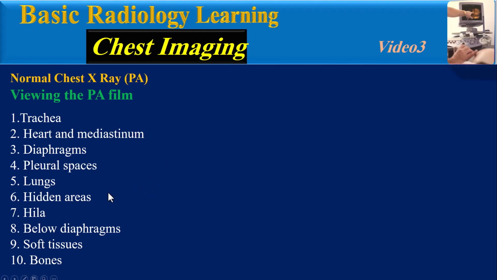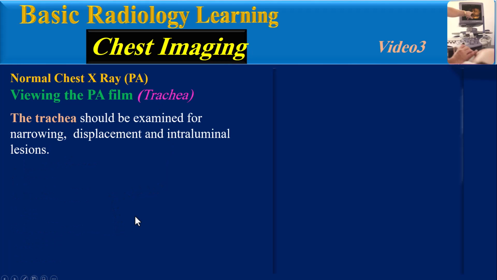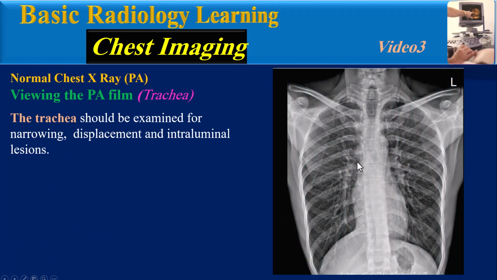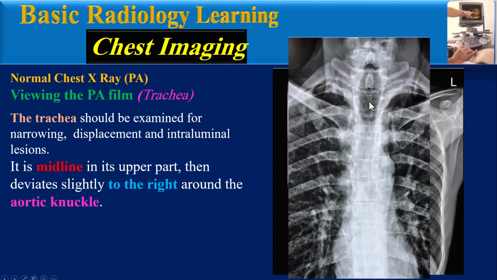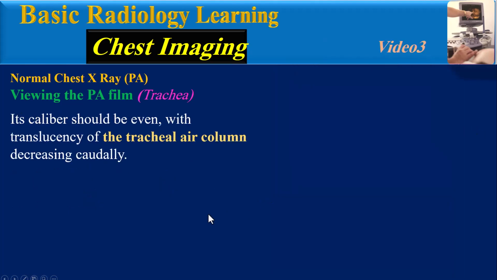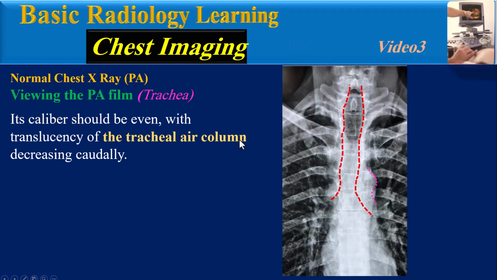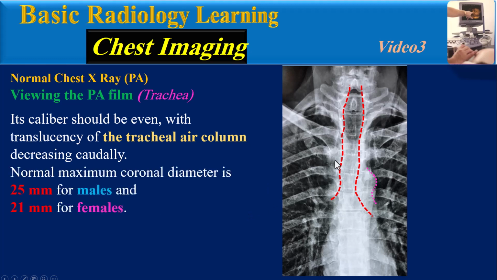At first, trachea. The trachea should be examined for narrowing, displacement, and intraluminal lesions. It is midline in its upper part and then deviates slightly to the right around the aortic knuckle. Its caliber should be even, with translucency of the tracheal air column, which decreases caudally. Normal maximum coronal diameter is about 25 mm for males and 21 mm for females.